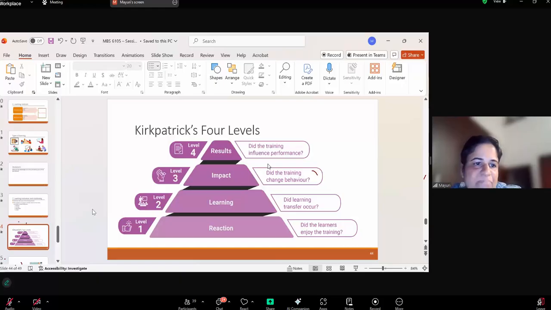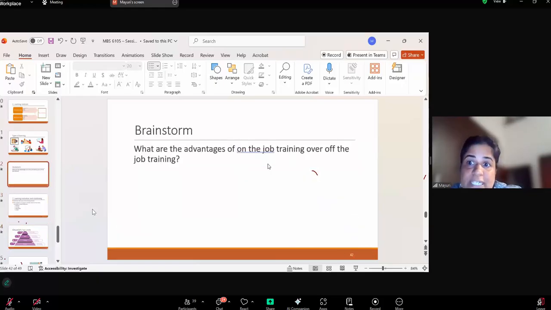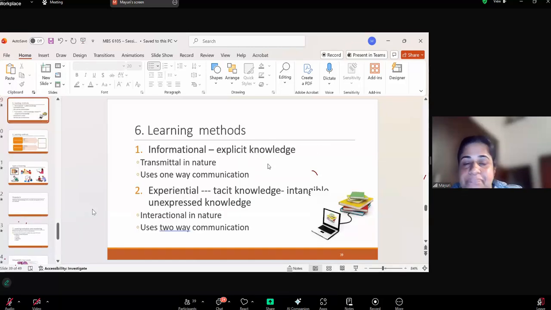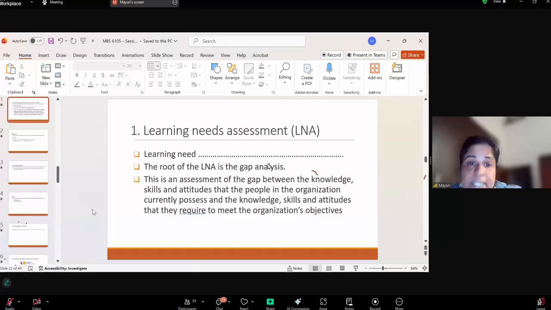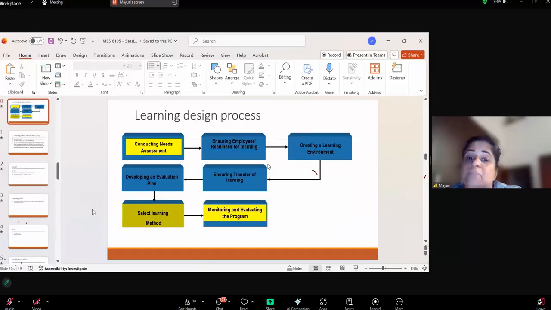From learning and development, do you have any questions to ask? So the testing areas will be learning strategy mapping, learning need assessment, learning methods, and monitoring and evaluating the learning program.